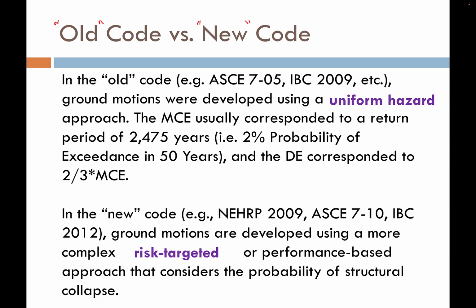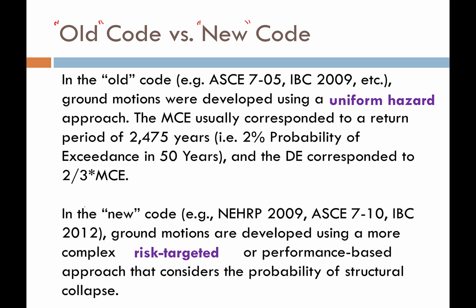And the MCE corresponded to those spectral acceleration values at that return period of 2,475 years, which also corresponds to a 2% probability of exceedance in 50 years. And the design earthquake corresponded to just a fudge factor times the MCE. It was a reduction of the MCE, and it was a uniform reduction of 2/3 or 67%.